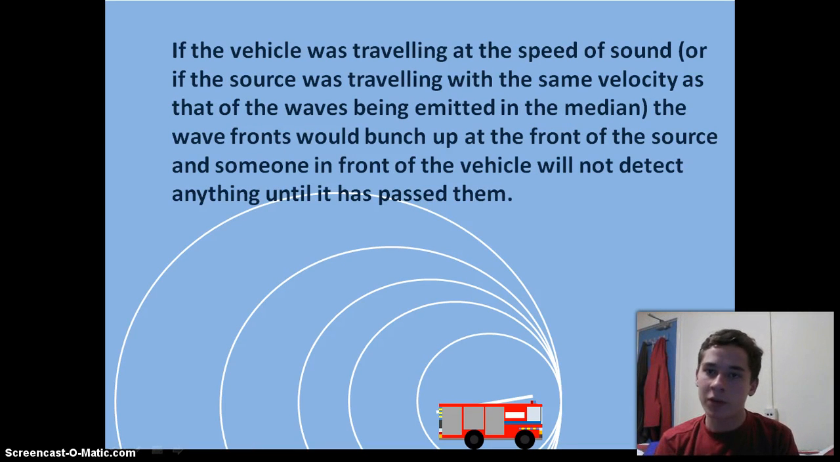If a vehicle was travelling at the speed of sound, or if the source was travelling with the same velocity as that of the waves being emitted in the medium, the wavefronts would bunch up at the front to form one universal wavefront, and someone in front of the vehicle will not detect anything, as the waves travel at the same speed as the source, and so until the source has passed them, no waves would have reached them yet. Then as the vehicle goes past them, they'll suddenly experience a much larger wavelength version of the sound, stretched out and slightly distorted.